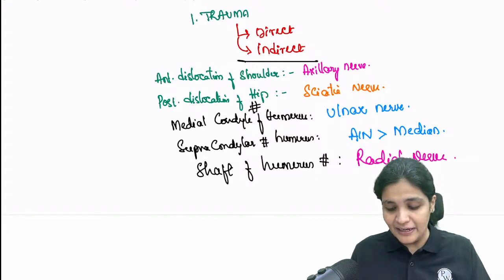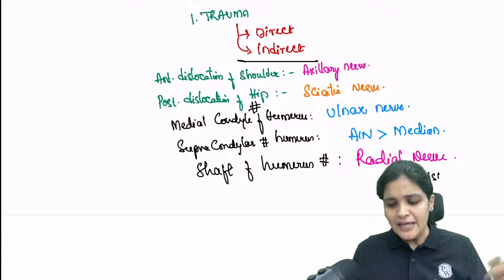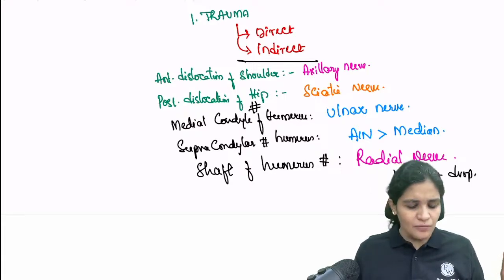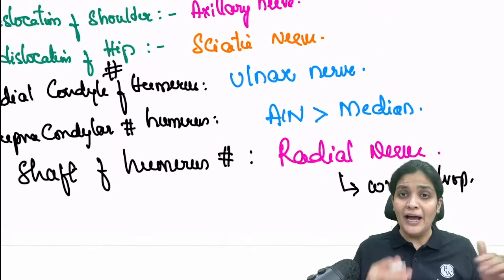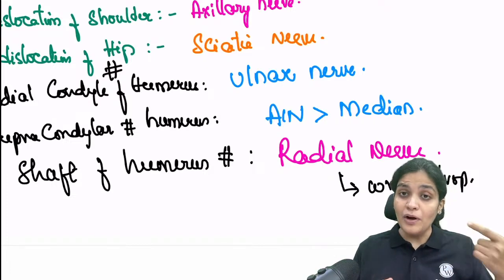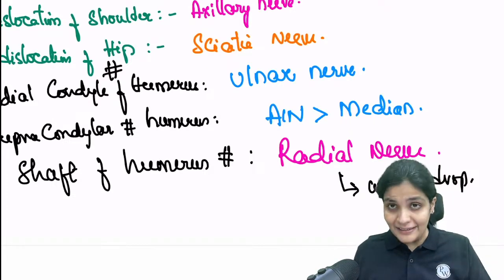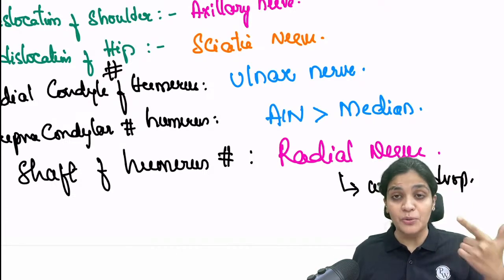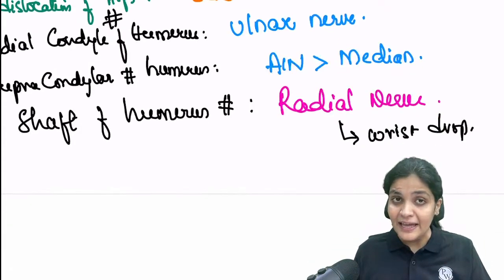So whenever there is radial nerve palsy, what do they usually present with? They present with wrist drop, right? So once the patient comes with wrist drop, you have to take the history. So what history will you ask? You will ask the traumatic history. Was there any trauma to this particular hand which resulted in the wrist drop?